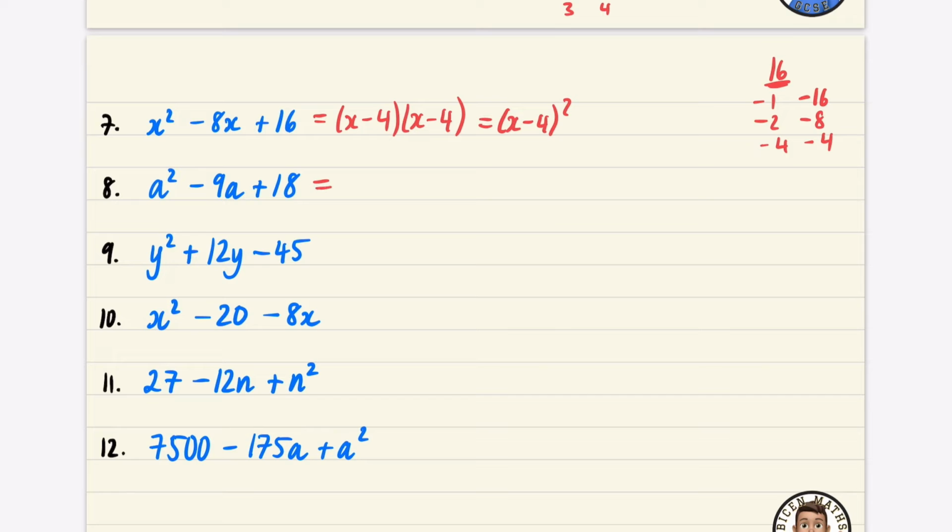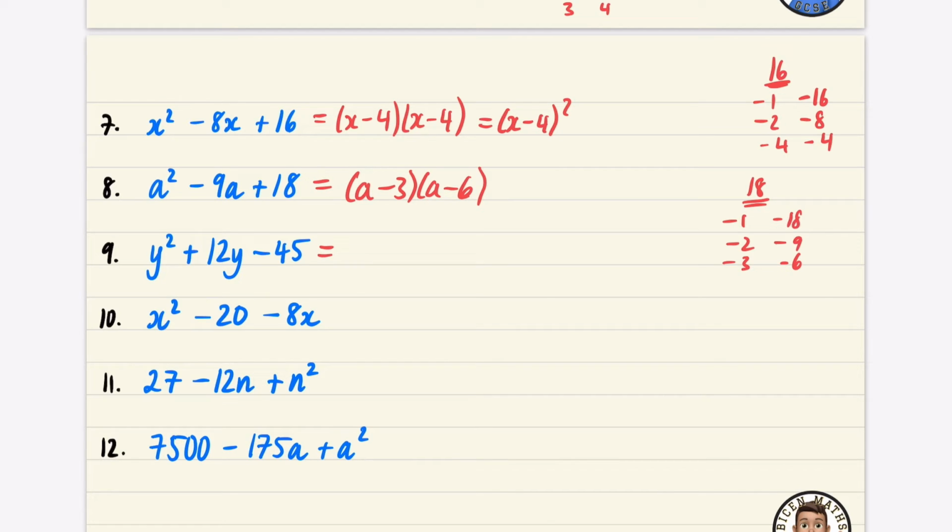Okay, two numbers that multiply to a positive 18 but add to a negative. Well, they're definitely going to be negative then. So you've got either this, or this, or this. The ones that are going to add to minus 9 are the bottom ones. So it's going to be a minus 3, a minus 6. You can see I'm getting a little bit quicker now.